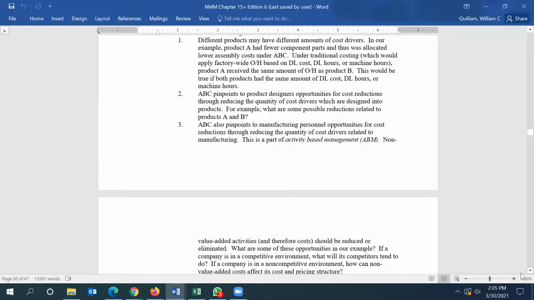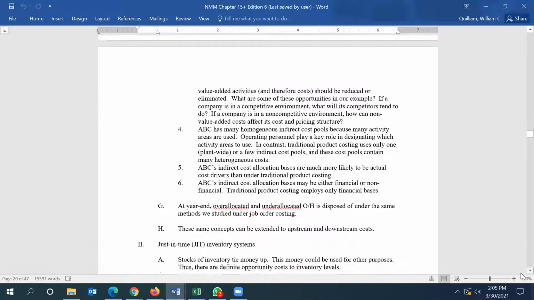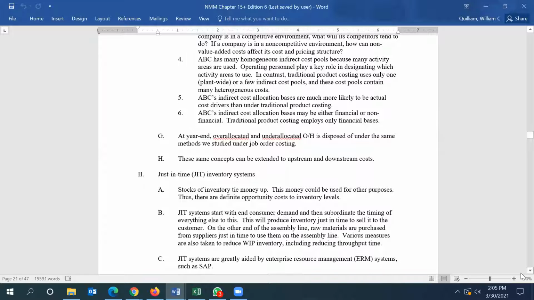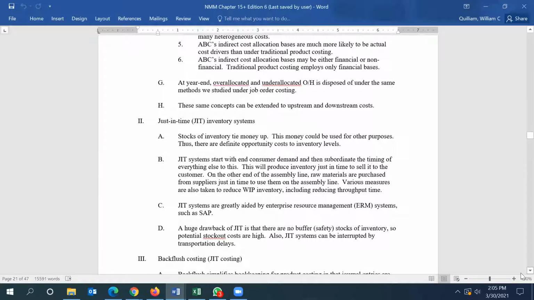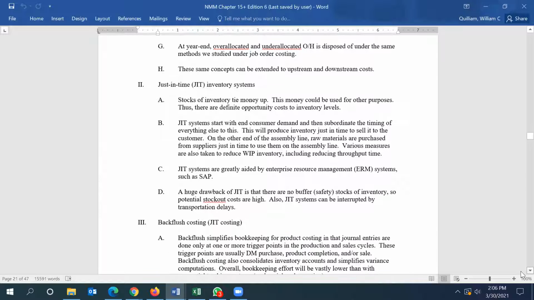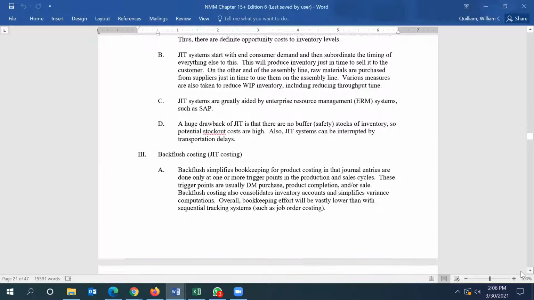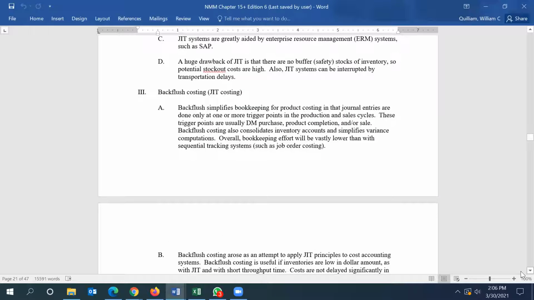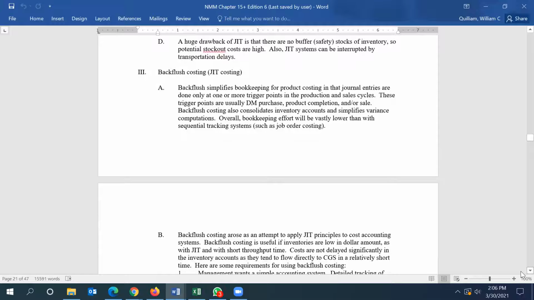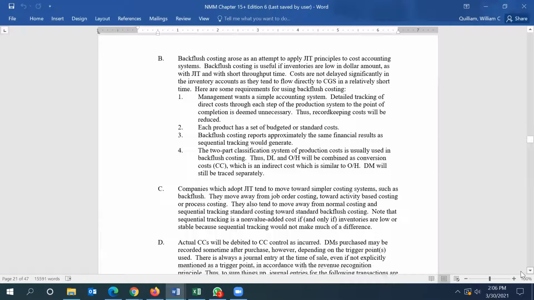However, some advantages of ABC, you should be familiar with them. And then we came to just-in-time inventory, producing just-in-time to meet end consumer demand. So just know the ideas behind that. No numbers to test you on it. For Roman numeral 3, you can ignore backflush costing. I don't have anything like that on the exam.